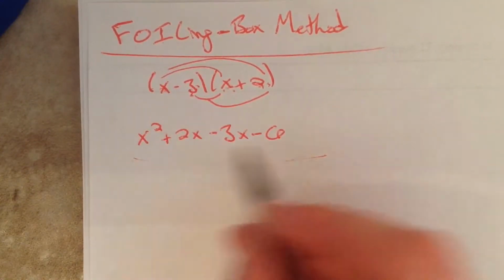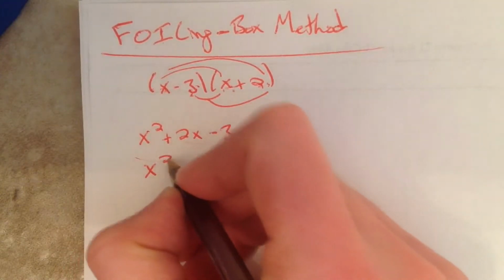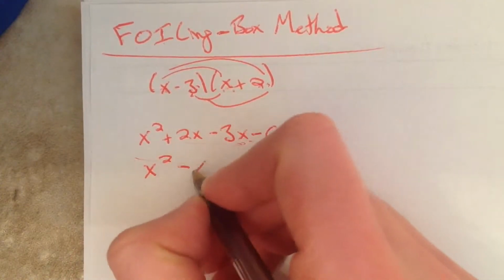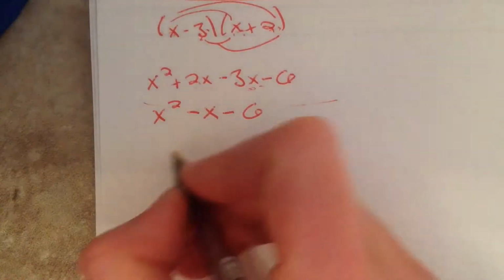Well, if I look at this list, I notice two of them are like terms. So those middle two terms, 2x minus 3x, can combine to make minus x. So we end up with a final answer like this. Well, let's show you what the box method looks like.